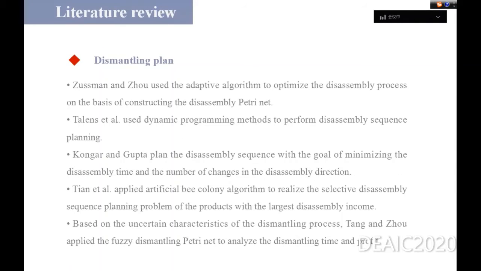For disassembly plan, Conger and Cooper first planned the disassembly sequence with the goal of disassembly time and the changes in the disassembly direction. The team applied the algorithm to realize the selective disassembly sequence plan with the largest disassembly income.